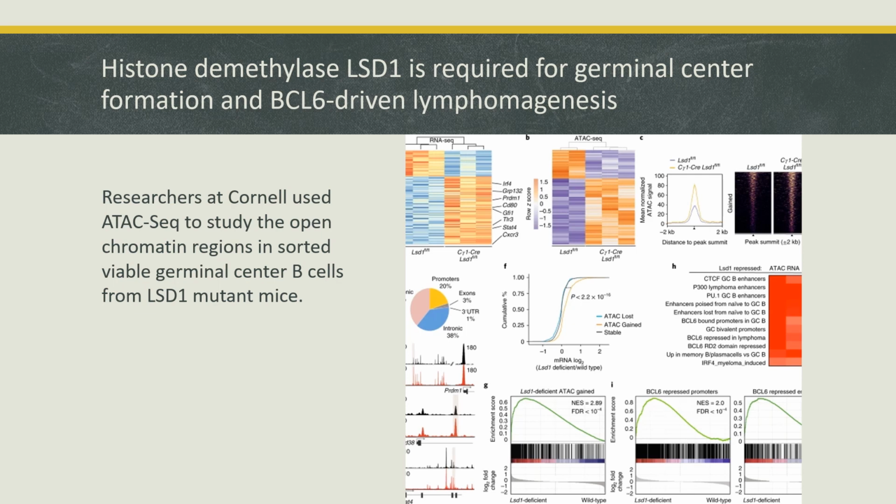Further experiments also revealed that BCL6 directly binds to LSD1 protein and recruits it to chromatin, and this interaction is required to drive the malignant transformation of germinal center B cells.